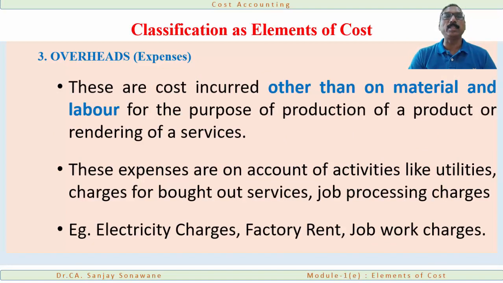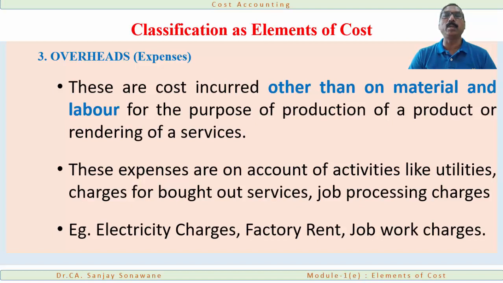Now the third one is overheads. What are the guidelines for this? These are costs incurred other than on material and labor for the purpose of production of a product or rendering of a service. So everywhere we are talking about costs incurred for the production of a product, so we are calculating that cost only. Now overheads means other than material and labor.